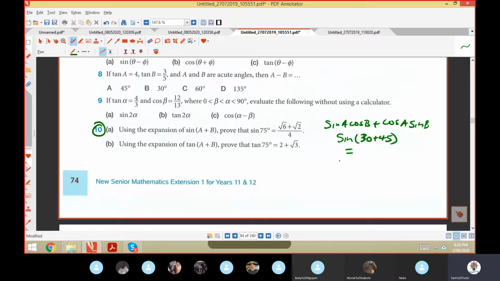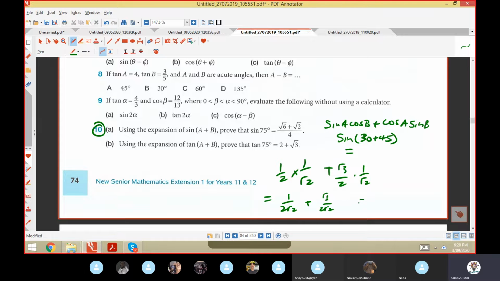All right, sine 30, what does it become? Cos 45 should be 1 on root 2 plus cos 30 should give you root 3 on 2, and then sine 45 should be 1 on root 2. Then that simplifies to 1 on 2 root 2 plus root 3 on 2 root 2.